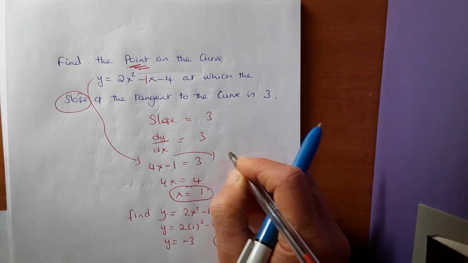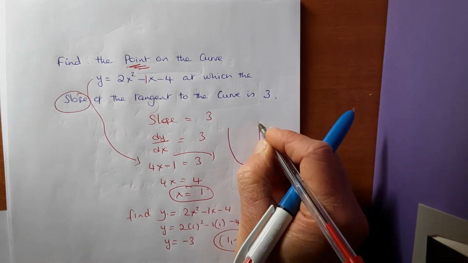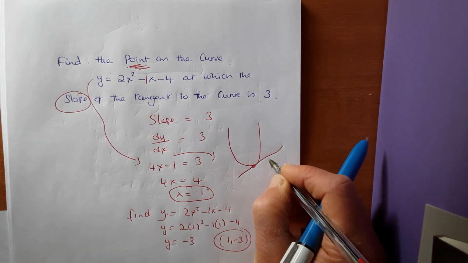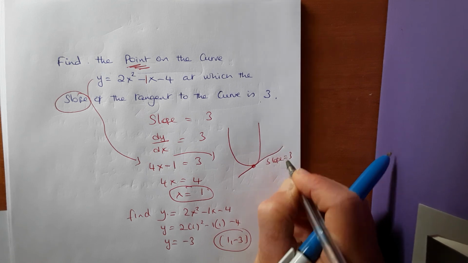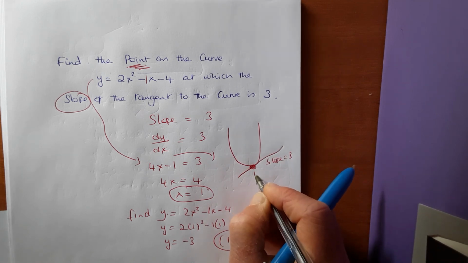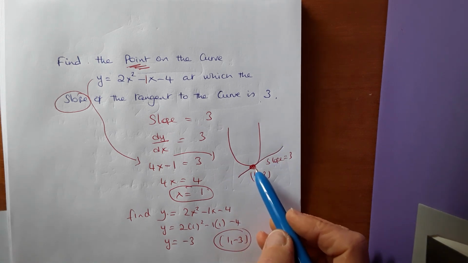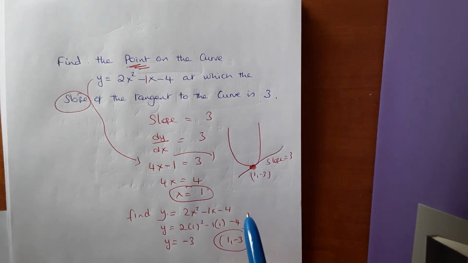So if you had your curve, it's a quadratic, you're looking for the slope of the tangent line, right? The slope we were told was 3. You're looking for the point. The point is 1 minus 3. So the slope of the tangent at the point 1 minus 3 is 3. You've worked backwards. All right, there's a good bit there now.